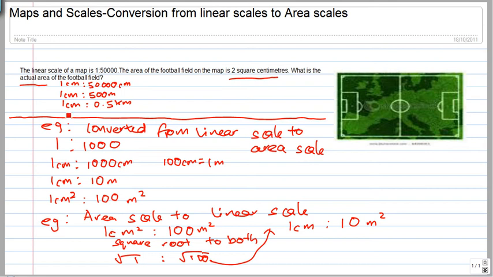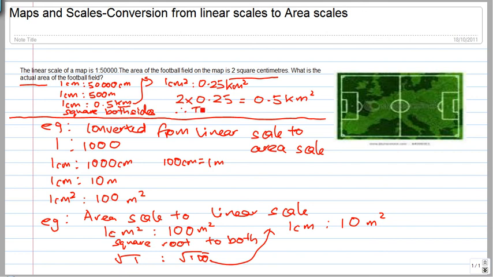Okay, shall I square both sides? So I'll just square both sides right now. Okay, so what I'll get is 1 square centimeter is equivalent to 0.25. Let me just verify that. Okay, everyone press 0.5 squared, you get 0.25. Since this is in kilometers, this is also in kilometers. Alright, so now, what is the actual area of the football field? So how do we interpret this? 1 square centimeter on a map is equivalent to 0.25 square kilometers in actual area on land. So all I have to do is take 2 multiplied by 0.25 and I'll get 0.5 square kilometers.